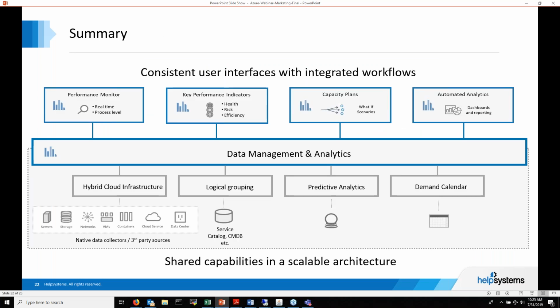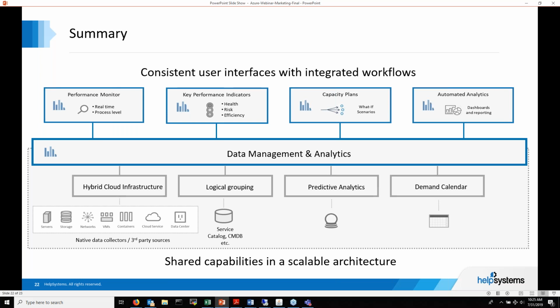So that kind of brings me to the end. In summary, what I wanted to follow up with is, with the Azure integration now, you have that as yet another platform that you can include as part of your common approach to doing monitoring and analytics. You can take advantage of the various different workflows that we provide, from performance monitor to key performance indicators to capacity plans and automated analytics.